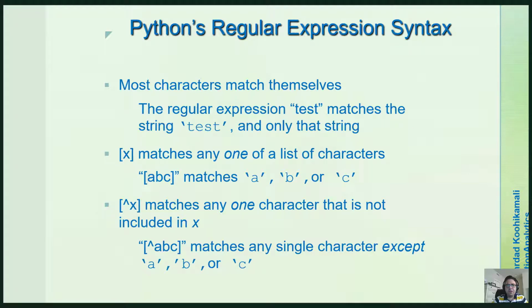So for example, let's just take a look at some cases here. Most characters match themselves. The regular expression test matches the string test and only that string. So if you want to search for test, you are going to search for the string test, and if that is the matching string, it's going to return the output that it is matched. If you have X, that is any one of the characters within a specific list, you want to see if that is going to be present.